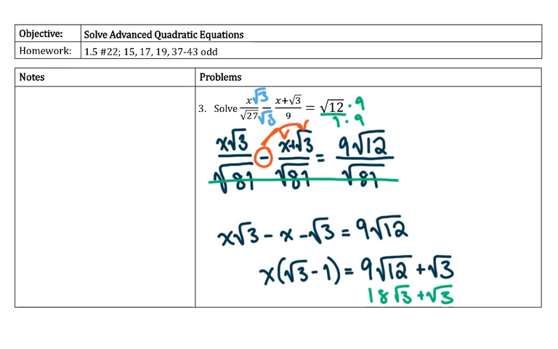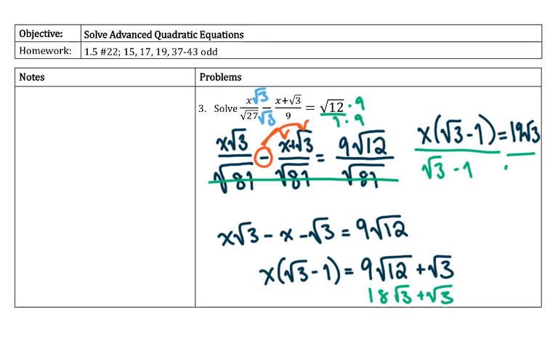And now the left-hand side here, x times root 3 minus 1, I'm going to write it up here, is now equal to 18 root 3 plus another root 3, which is 19 root 3. Divide root 3 minus 1 on both sides so that I can get x by itself. And we're left with x is equal to 19 root 3 over root 3 minus 1.